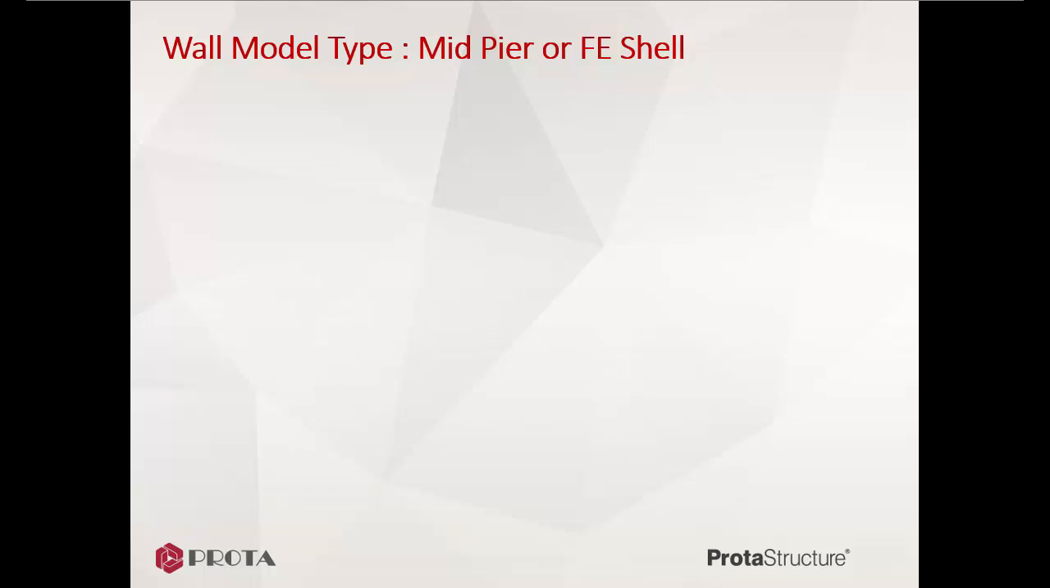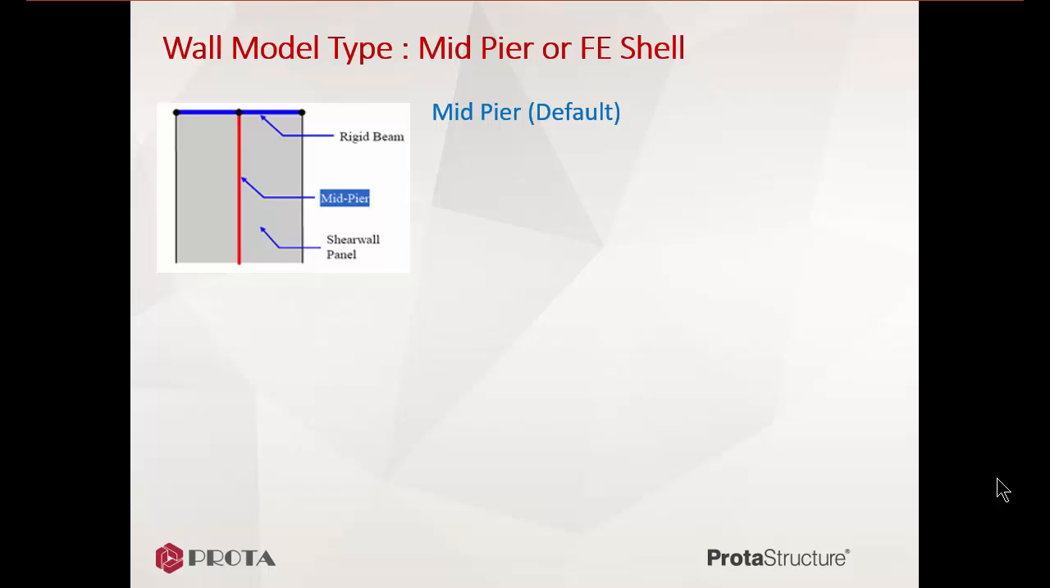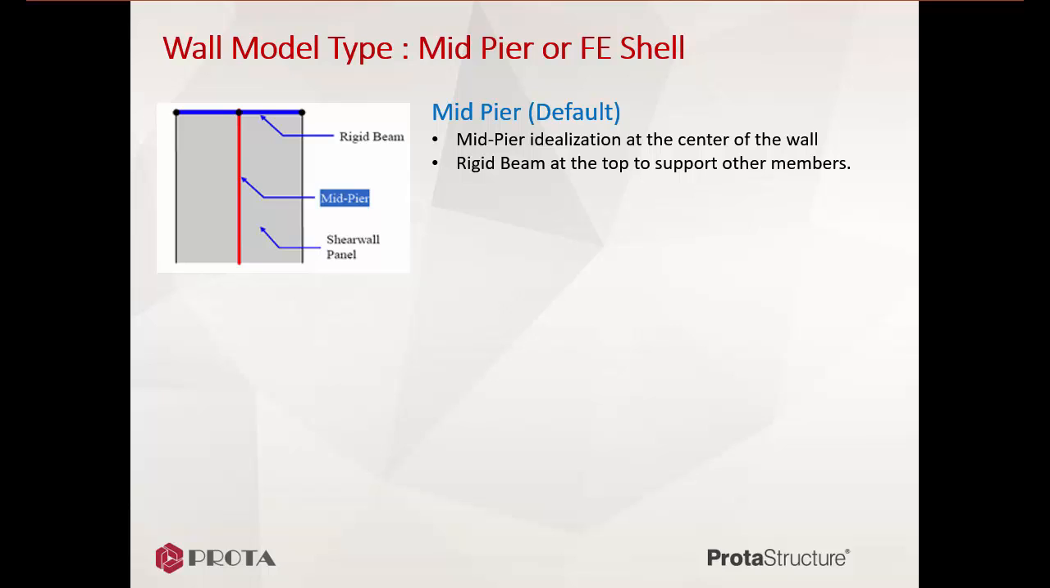Wall model type, mid-pier or FE shell. If you do not choose any option, by default, it will be mid-pier. Mid-pier idealization is a single frame element at the center of the wall. A rigid beam is automatically created at the top of the wall, to support other members, such as beams and slabs. The deflection is constant and the same along the entire rigid beam length.